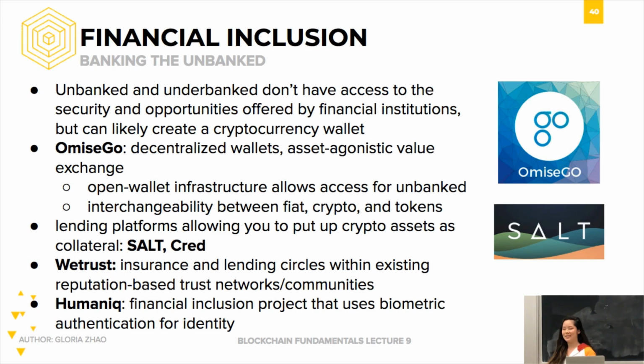There's a lot of companies that take something and put it on a blockchain. And the idea is you have a reputation-based trust network / community, and you can do insurance and lending circles within this community. So that's very interesting. The whole idea is people having access to more money. And that's a lot more valuable than you would think. And it's not as easy for a lot of people than you would think.